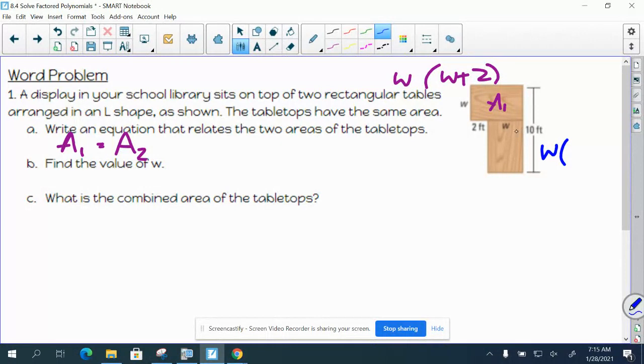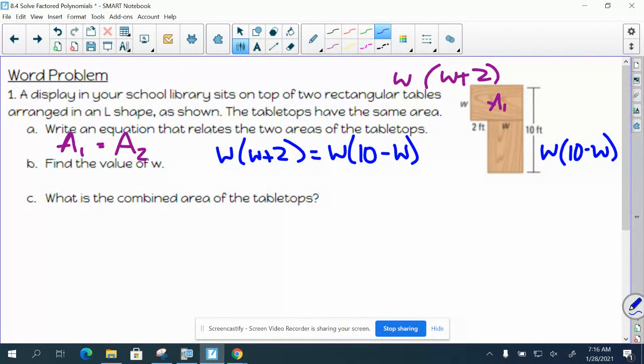And then the length, well, if the whole thing is 10, but this part is what we're trying to find, then we're going to say 10 minus W, take away this part here, and that gives us the length of this table. So I'm going to put this all into an equation: W times W plus 2 equals W times 10 minus W. That would be an equation that relates the two areas of the tabletops.